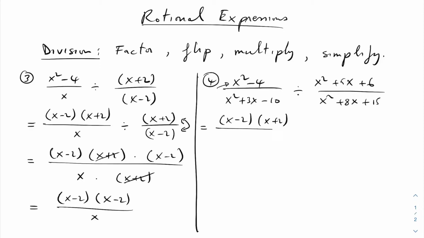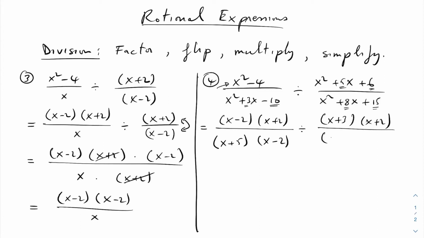And its denominator here is going to be a quadratic, so we are looking for two numbers that are going to add to 3 and multiply to negative 10. And those are going to be 5 and negative 2. And so we're going to have x plus 5 and x minus 2 here. Next, still a quadratic, so we're looking for two numbers that are adding to 5 and multiplying to 6. That will be 3 and 2. And so we're going to have x plus 3 and x plus 2. And next, we're looking for two numbers that are adding to 8 and multiplying to 15. And that's going to be 5 and 3.